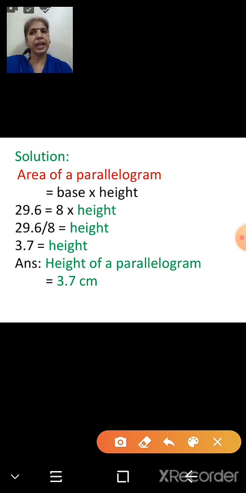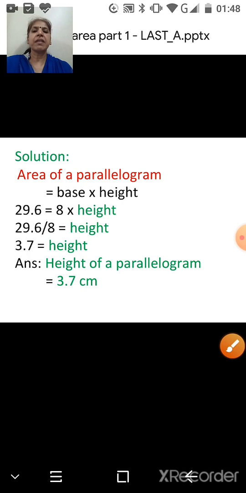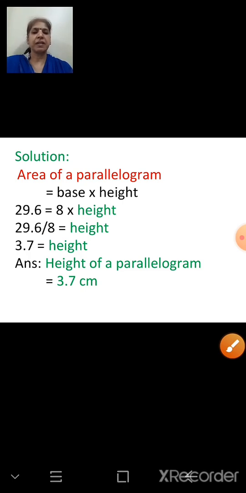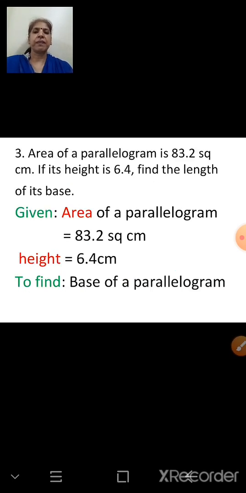29.6 divided by 8. You will get 3.7. So the answer is, height of a parallelogram is equal to 3.7 centimeters. Because the decimal is there at one place, the answer also has a decimal. Now, next question.